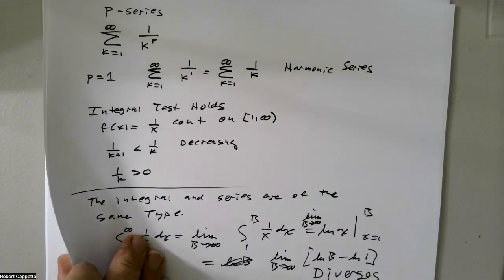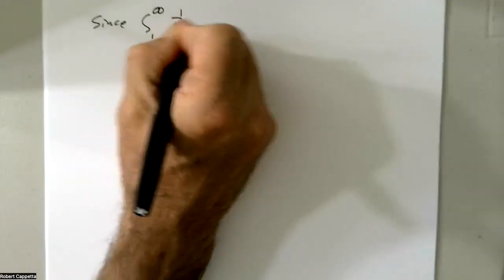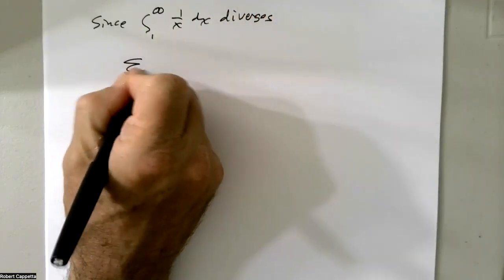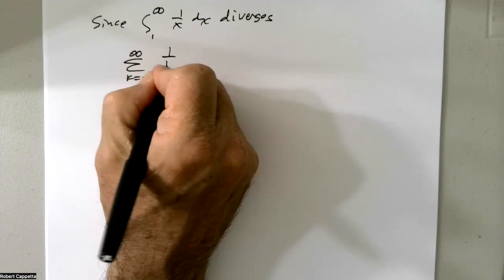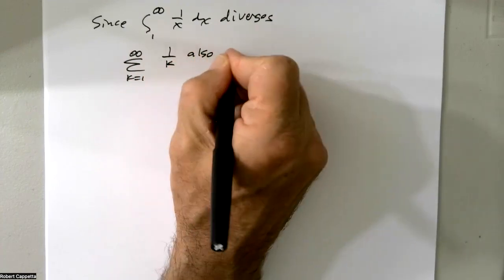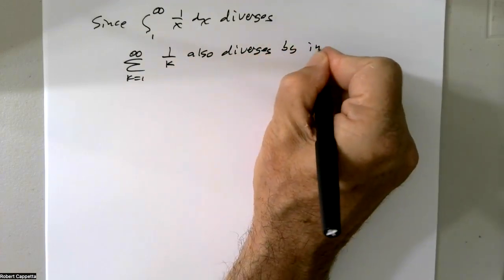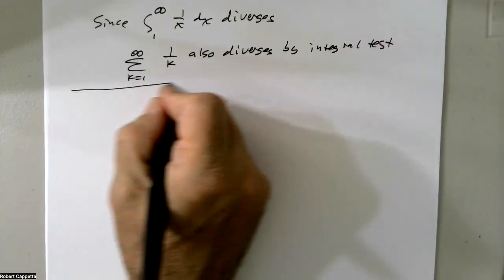Which means that that thing, sum of 1 over k, also diverges because they're both of the same type. So we say since the integral from 1 to infinity of 1 over x dx diverges, we know that the sum as k goes from 1 to infinity of 1 over k also diverges. By what test? By the integral test. So that's our first case, when p equals 1.